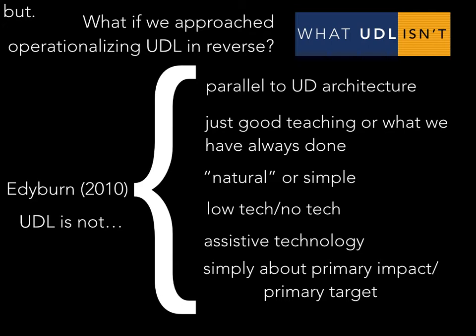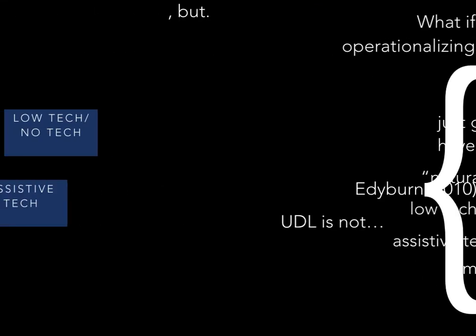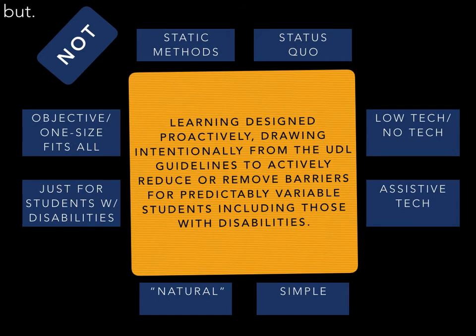Now, these are propositions, and we don't have to agree with these particular 7 necessarily, or all 7 of them necessarily, but my point at this time is to use them as a way to frame, to operationalize UDL in the negative. So what if we looked at it this way? UDL is learning designed proactively, drawing intentionally from the UDL guidelines to actively reduce or remove barriers for predictably variable students, including those with disabilities.